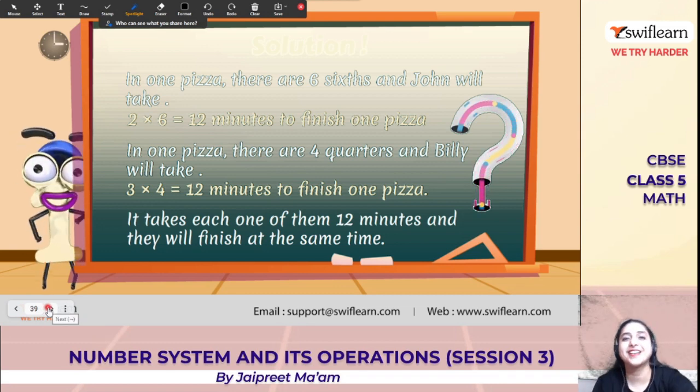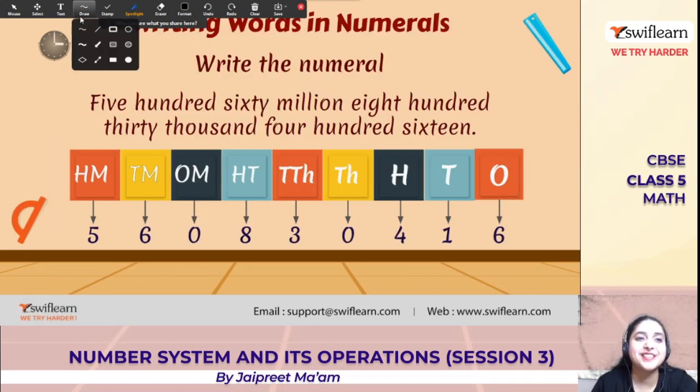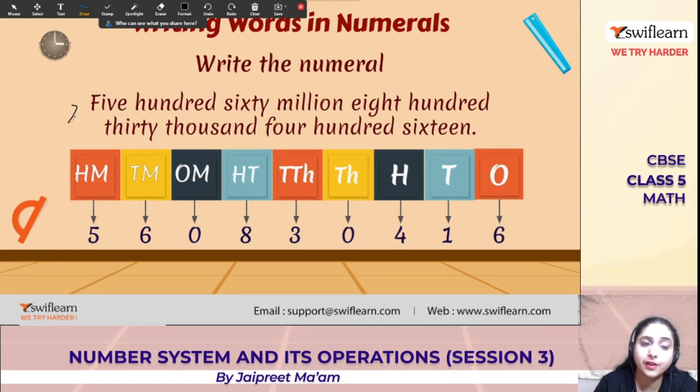5 minutes? Okay. So let's see this, how to write in words. Write the numeral. Now it's given the number in words and you have to write in numeral. So the number is 560,830,460.